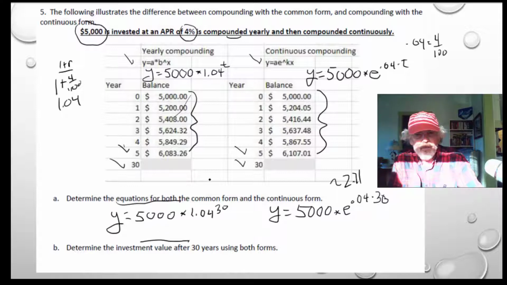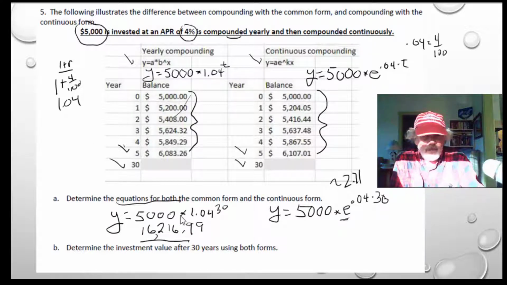You can try that one. This one I'll pull up the monitor, and so we can show you where Euler's number is. So in this model, I'm getting $16,216.99 compounding yearly. Now I'm going to switch over to the emulator and put this in the emulator.